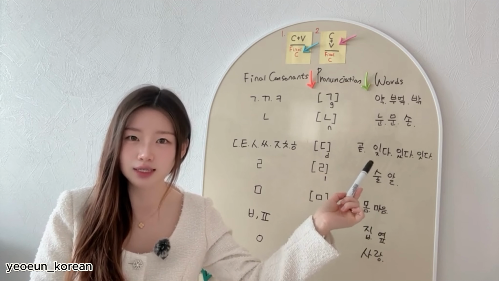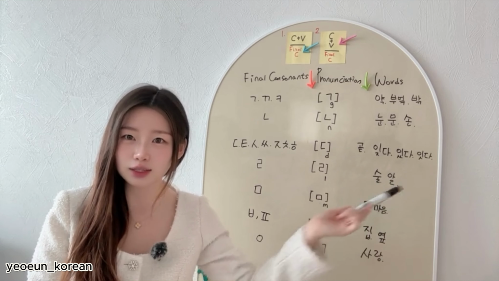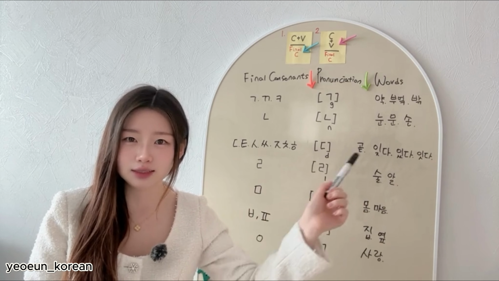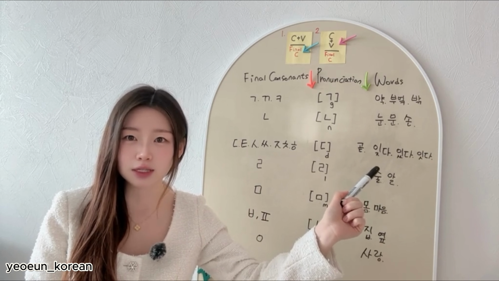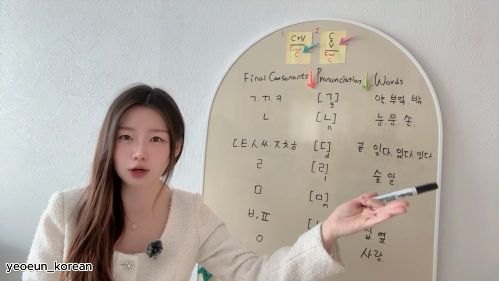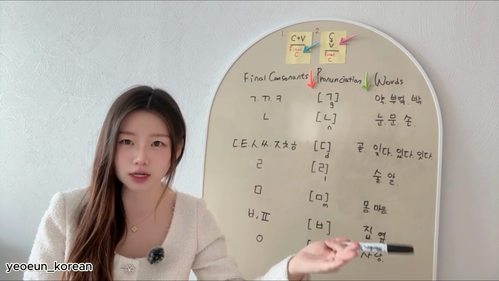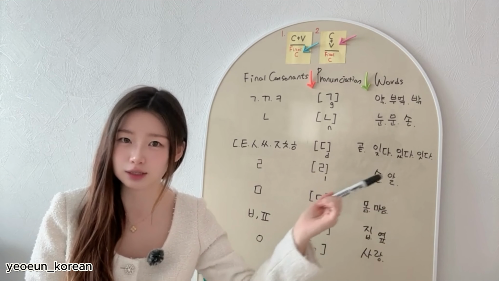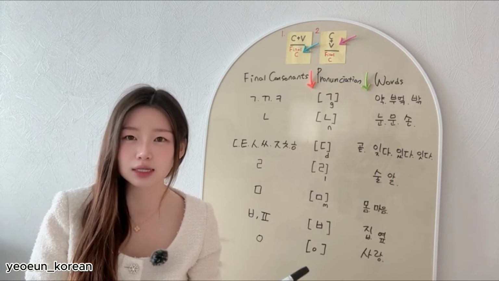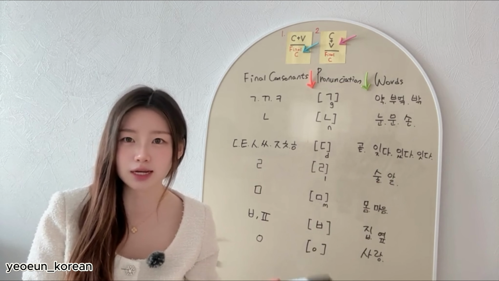And we have 잊다, 있다, 잇다. They are all pronounced with the same T sound. The first one, 잊다, means forget. The second one, 있다, is about presence, that someone is there or something is here. And the last one, 잇다, means something is linking or connecting.